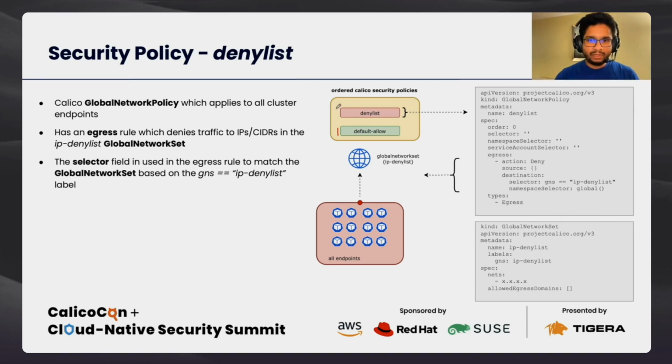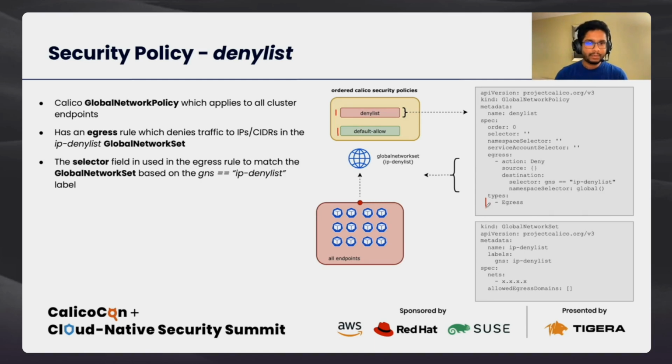So my first policy is a deny list policy, and the deny list policy is a Calico global network policy which applies to all cluster endpoints. Now I have a policy that applies to all cluster endpoints. What that means is all cluster endpoints now have a default deny behavior for egress traffic, since this policy matches egress traffic.